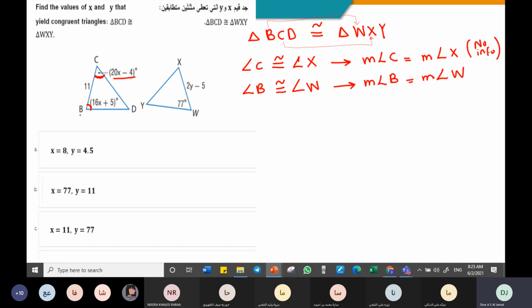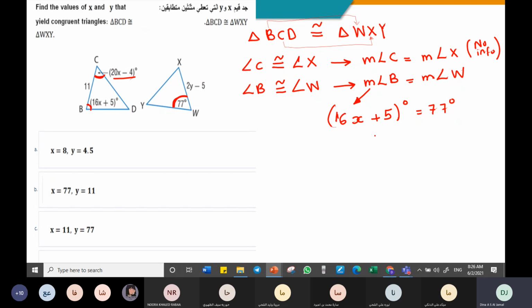I'm having angle B and angle W. Both of them are here. Can I use it now? Let's substitute. B equal to 76. So angle B is equal to 77. So let's substitute with angle B. 16x plus 5 degrees equal to 77 degrees. Now he would like you to solve the equation for x.